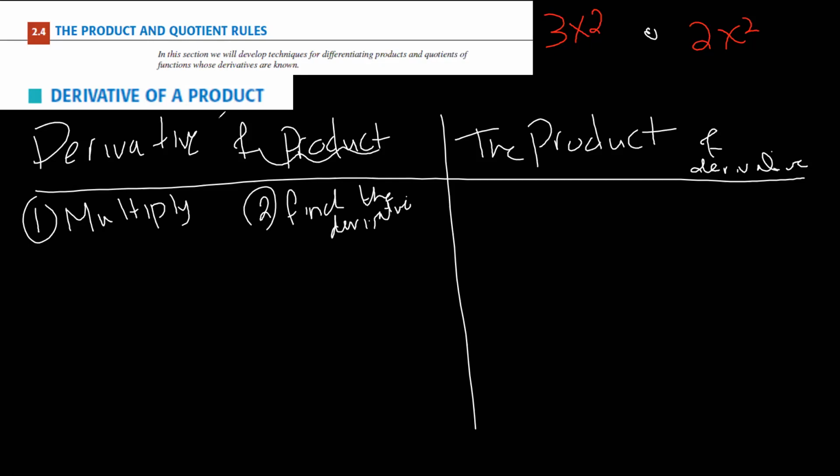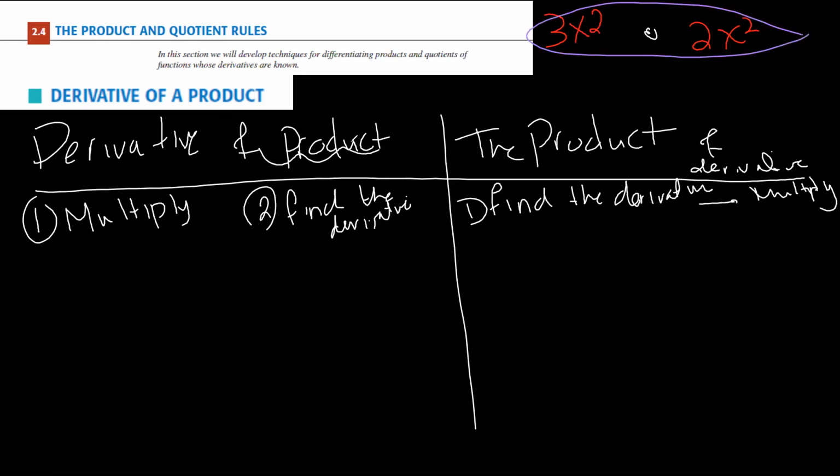The second girl wants first to find the derivative and then multiply. Let's start now with the first one. In the first one, she multiplied 3x squared and 2x squared. 3 times 2 is 6. X squared times x squared is x raised to the power 4. So she multiplied them. After that, she wants now to find its derivative.